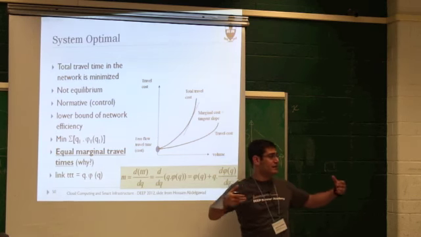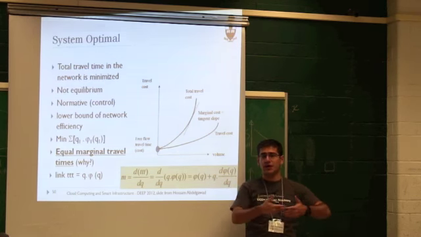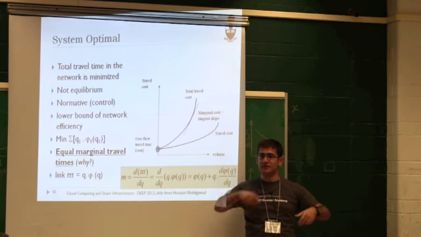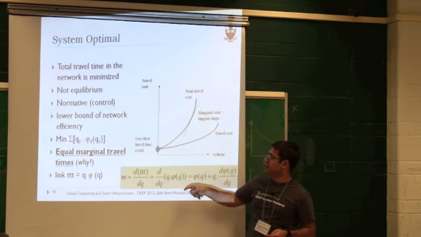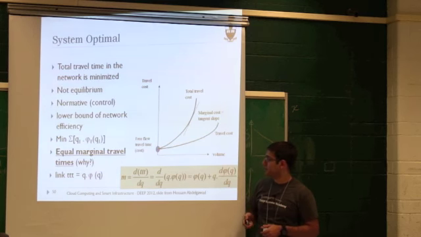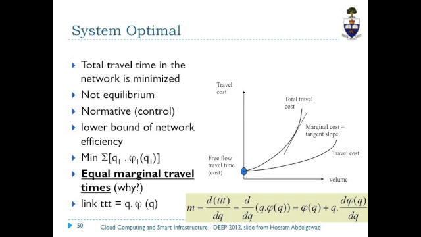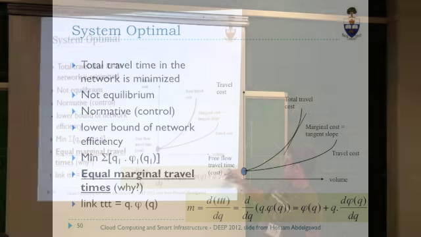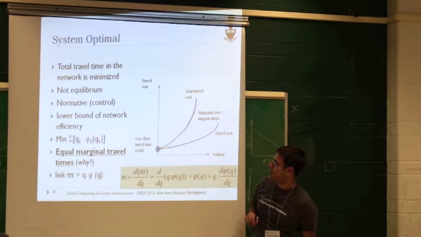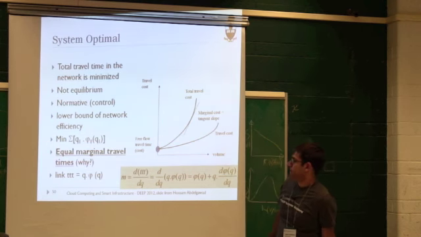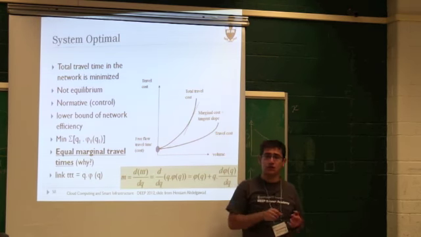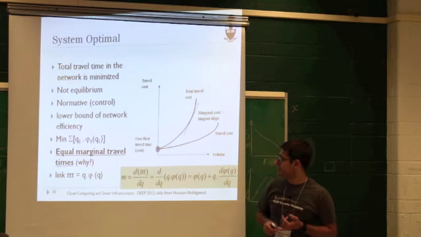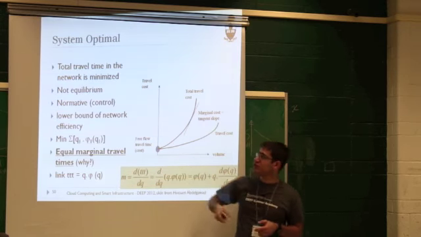If you take this and minimize it, basically that's through a derivative. You have a parabola type of thing and you're trying to find the minimum. What you end up getting is that the marginal costs have to be equal. Okay, here's the formula for it. So the link travel time is equivalent to the actual number of vehicles that are using it, so Q, which is the flow, and the travel time on that Q.